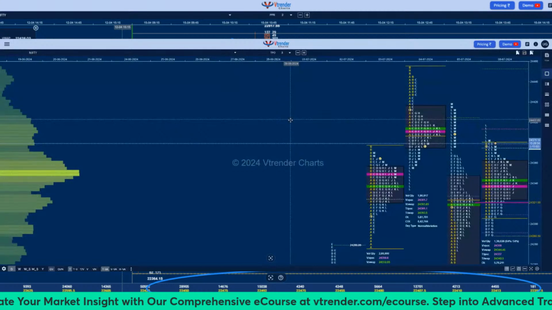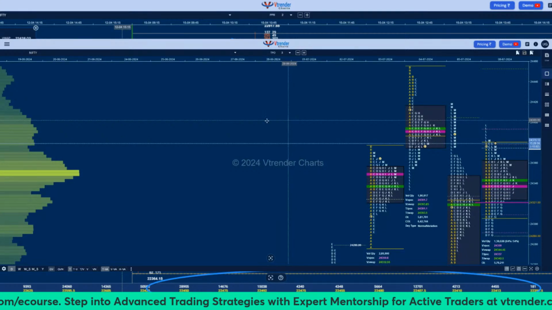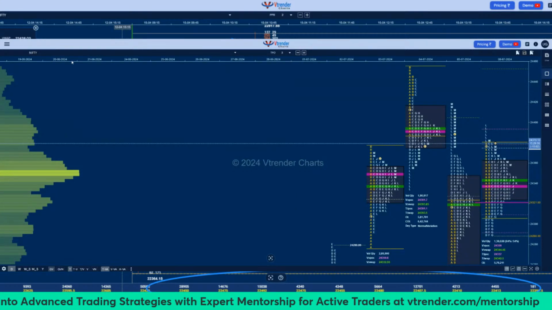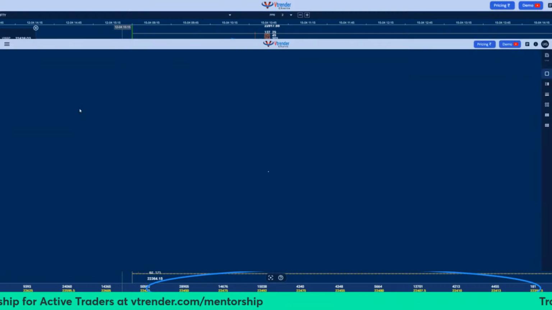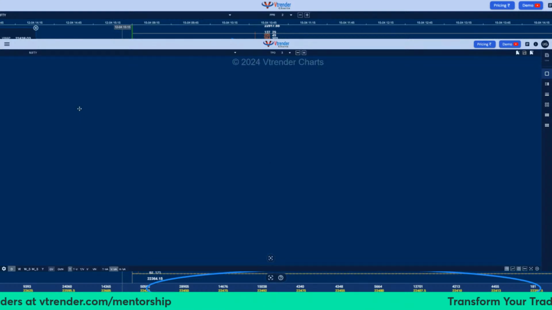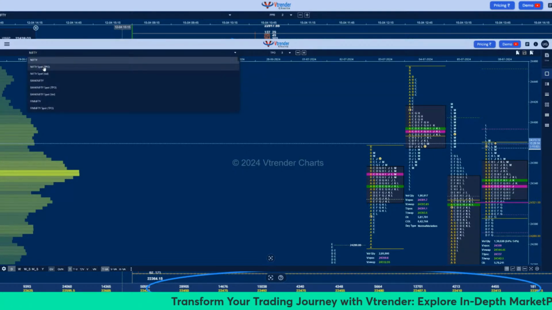So before I come to the charts, we had a few queries about how to save charts, how to form weekly charts, monthly charts, and save them. Whenever you open charts.vtrender.com, the default symbol which opens is the Nifty futures. So this is the current week Nifty series. You will have to select whichever symbol you want to save the chart of.